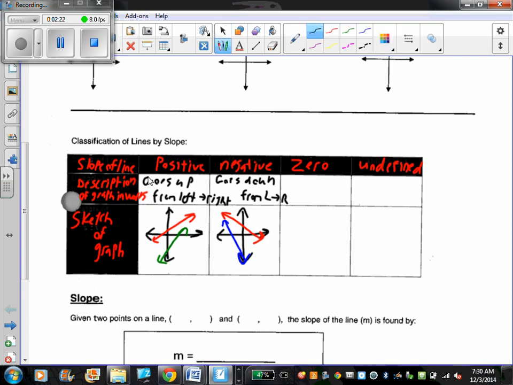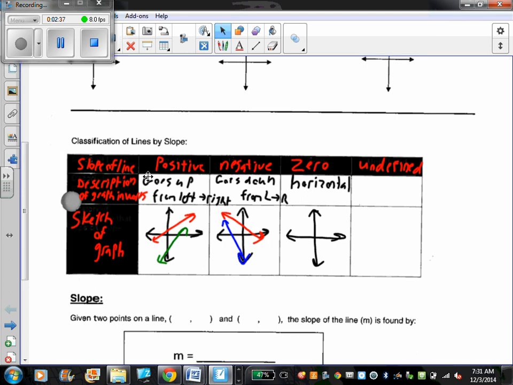Next, we have lines with a 0 slope. We've seen these, actually, we saw these yesterday, and those are your horizontal lines. So, put the axes in. Our horizontal lines are lines that go straight left to right. So, this green line, or this blue line, those are both horizontal. The x-axis is horizontal too.